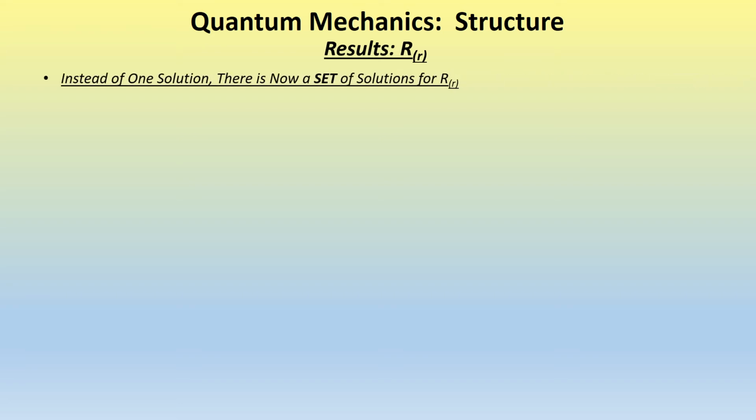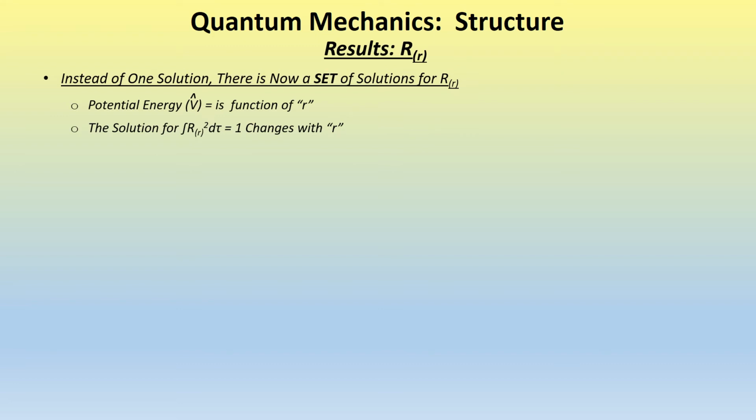The solution to the proper wave function, starting with the result of the radial distribution function R of r. First of all, instead of one solution, there are now a set of solutions for this radial wave function. The potential energy, V, as you saw, since it is Coulombic, is a function of r. The normalization, the integral of R of r squared d tau equaling 1, therefore changes with r.